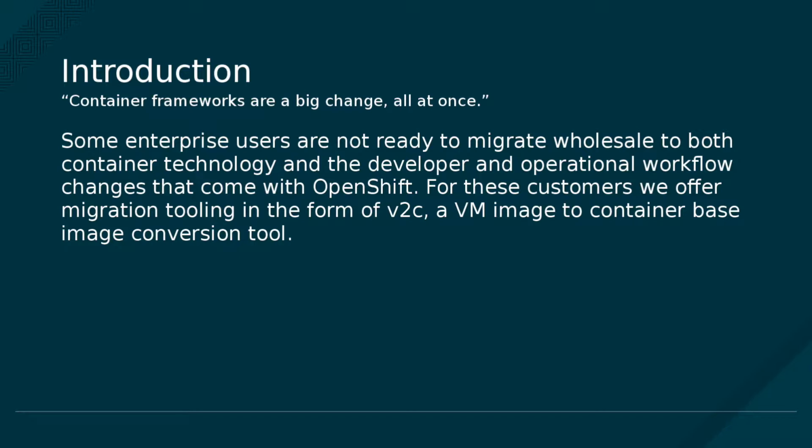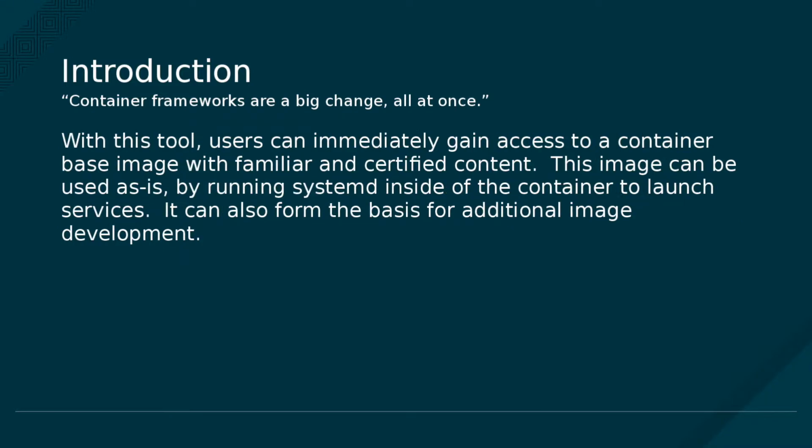Some enterprise users are not ready to migrate wholesale to both container technology and the developer and operational workflow changes that come with OpenShift. For these customers, we offer migration tooling in the form of V2C, a VM image to container-based image conversion tool. With this tool, users can immediately gain access to a container-based image with familiar and certified content. This image can be used as is by running systemd inside of the container to launch services. It can also form the basis for additional image development.